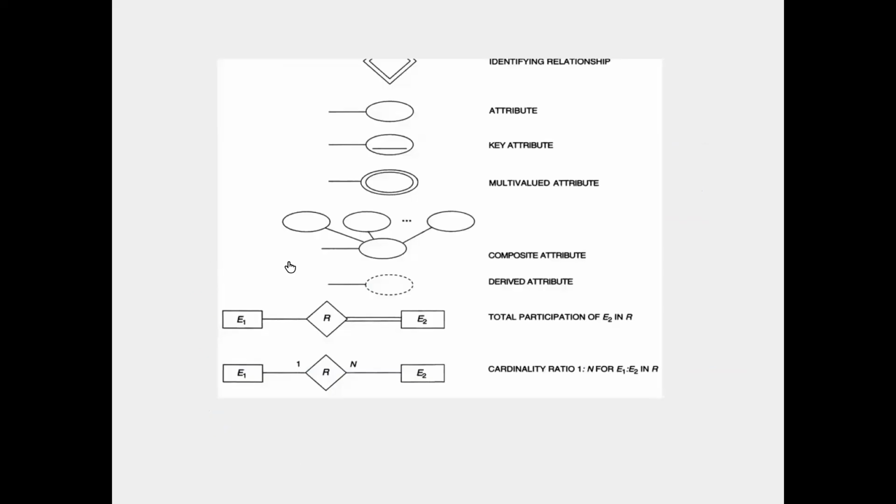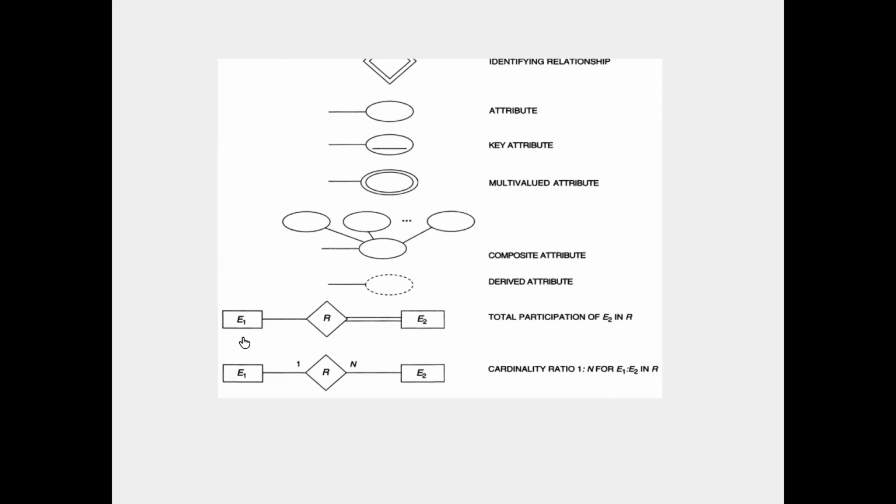Right. So some notations we have discussed earlier. For an attribute, usually we have an oval shape with a line which connects to that entity type. Then if it is a key attribute, you should underline it. If it is a multi-valued attribute, you have double lines. If your data item has multiple parts, we can have it as a composite attribute. And then there could be some values that are derived from other attributes. So here is the notation that we have to use.